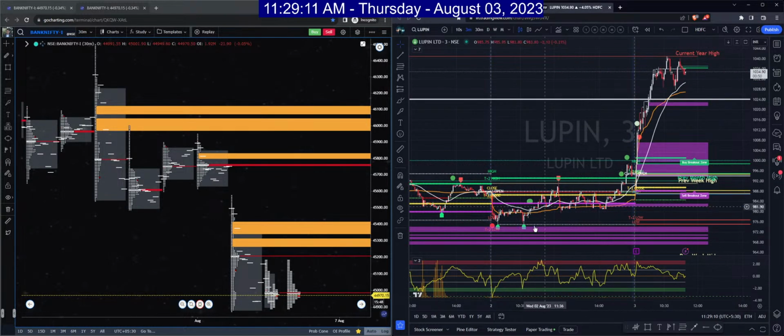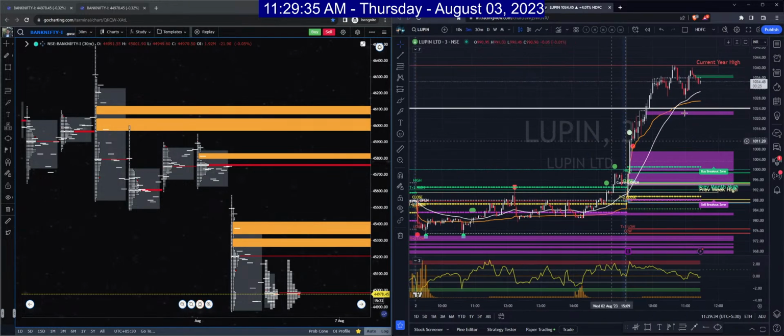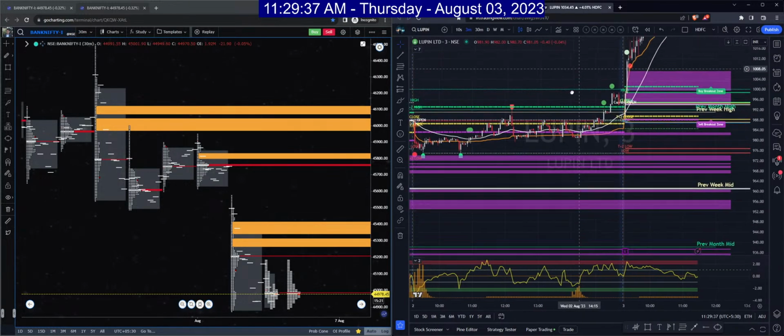Lupin was one of the areas where I said there are trapped buyers, but what has happened is we opened gap up, and now there are a lot of trapped sellers. Inventory is long and it is moving, creating a new high for this year. So Lupin turned out to be a good stock selection, even though it was from trapped buyers.